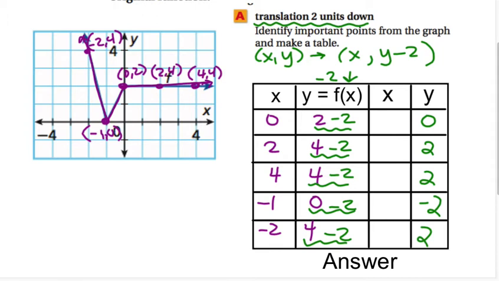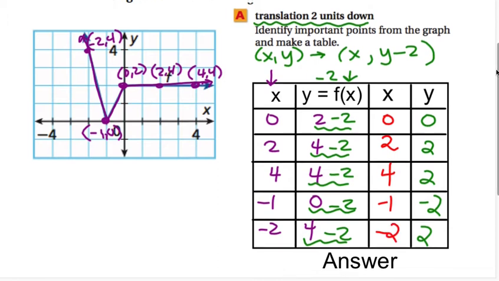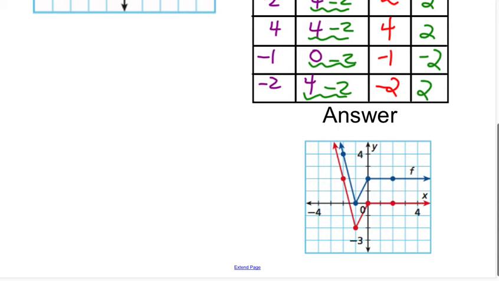All right. Do we change the x values? No. So all of these values in this column still stay the same. Let's color, put those in red. So 0, 2, 4, negative 1, negative 2. And what we should get when we're done, we're just going to save some time. Here was our original in the blue. And then if we were to graph those ordered pairs, there would be the new one. Save ourselves a little time.